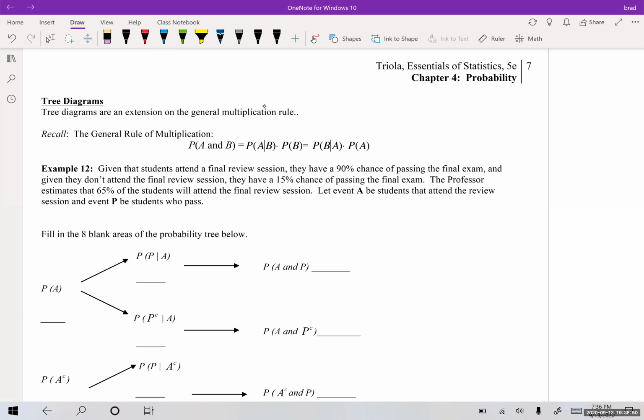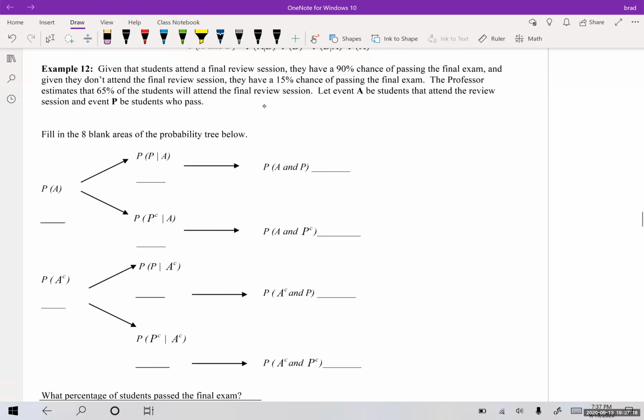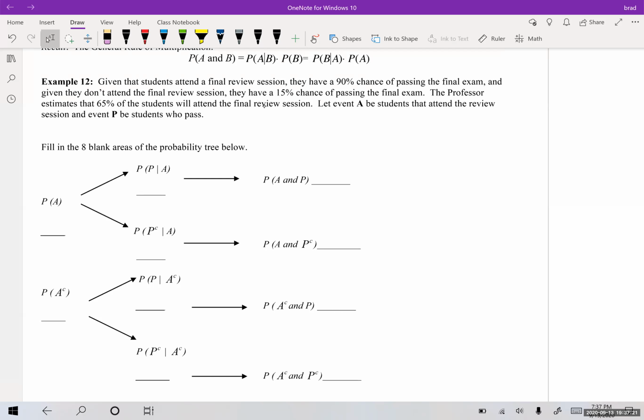So it says, given that students attend a final review session, they have a 90% chance of passing the final exam. And given they don't attend the final review session, they have a 15% chance of passing. The professor estimates that 65% of the students will attend the final review session. Let event A be students that attend the review session, and let event P be students who pass. A probability tree or tree diagram basically gives you all these outcomes, and a way to find all of them. Some you don't need, but they're covering their bases and showing you everything. Okay, so we have the probability of event A.